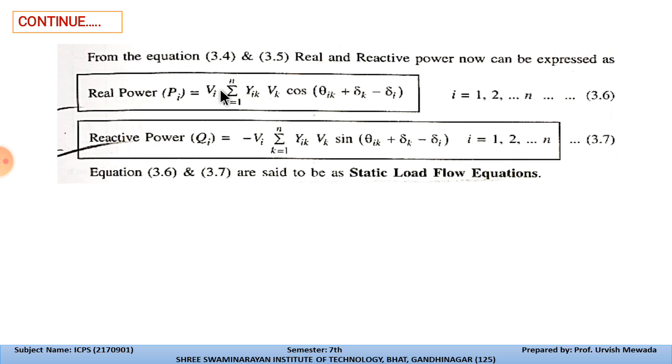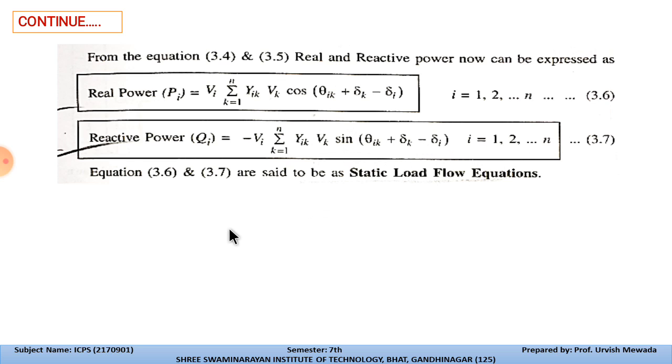The real power is Vi times the sum from k equal to 1 to n of Yik Vk. This is the same equation, the change is that cos of theta ik plus theta k minus theta i. So this is the real part of the static load flow equation. The reactive part of the equation is minus Vi, sum from k equal to 1 to n of Yik Vk sin. The cos term is converted to sine because we are writing the equation for the reactive power. So sin of theta ik plus theta k minus theta i, where i is equal to 1 to n.